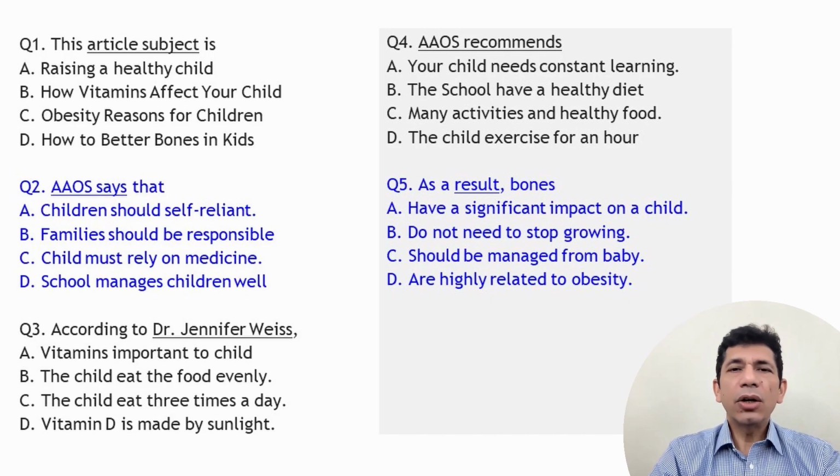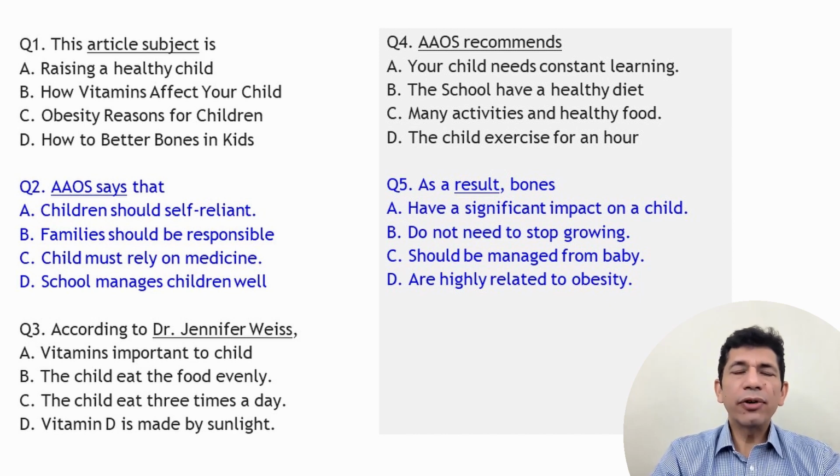Now this is the question type. First, we will read the questions and we'll understand what the keywords are. There are 5 questions. The first question, the article subject is. So we have to find the subject of the entire article. Question number 2, AAOS says. So that means we have to find out what AAOS is saying.